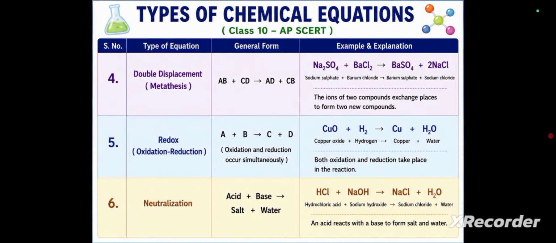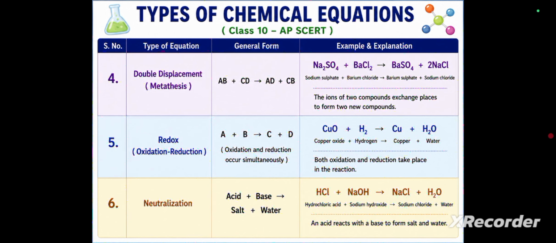Here also two elements combine and give new compounds C plus D. The general form is A plus B gives rise to C plus D. Here is an example: CuO plus H2 gives rise to Cu plus H2O. Here CuO means copper oxide and H2 means hydrogen. It gives copper plus water molecule. Here CuO contains oxygen. After the reaction, Cu has no oxygen.